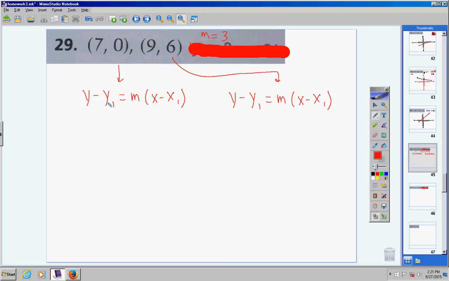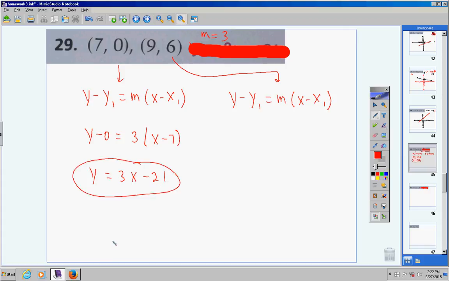Okay, so here we go. y minus a y value. My y value is 0. My m value is 3. That's my slope. And then x minus an x value. My x value is 7. So x minus 7. So y minus 0 is just y. 3 times x is 3x. 3 times negative 7 is negative 21. Booyah. Just like that. Finished.